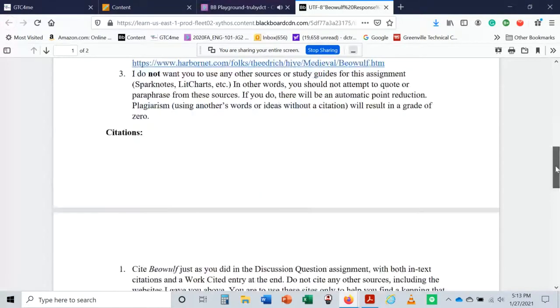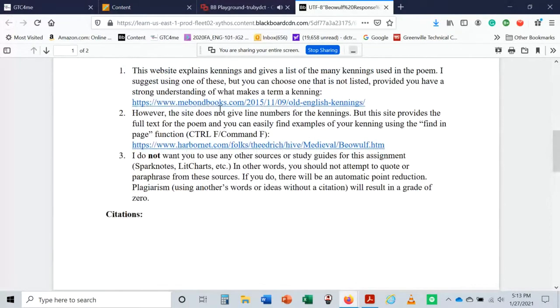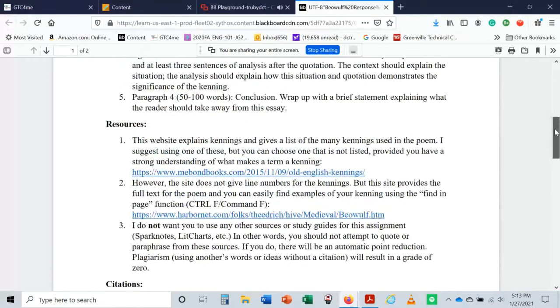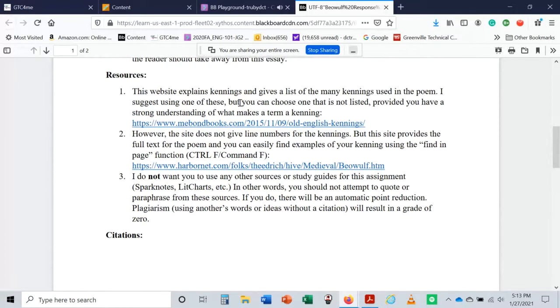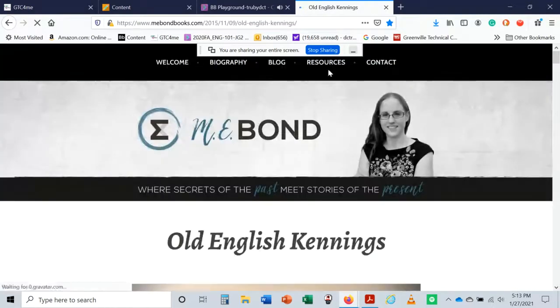So before I go on, let's look at some more kennings. Okay, so if I go back down to resources, I have a website that gives a list of the many kennings used in the poem. All right, and I suggest using one of these. If you feel comfortable identifying kennings and you see another one you want to use, that's fine. But let's go ahead and go to this site and take a look.